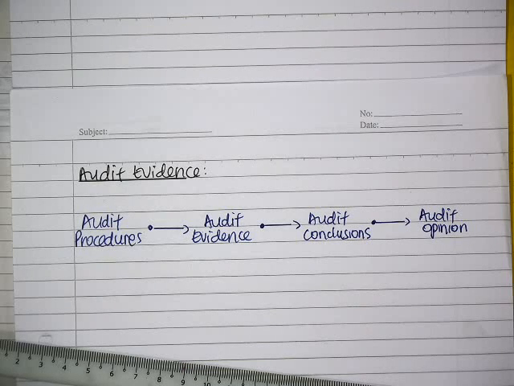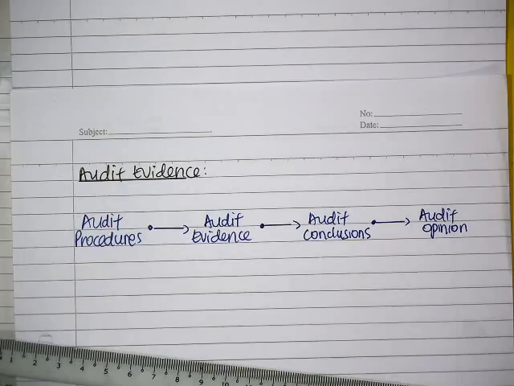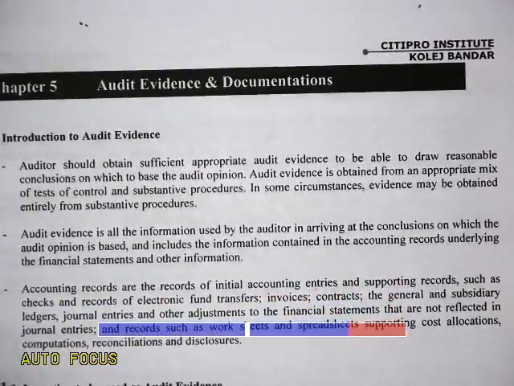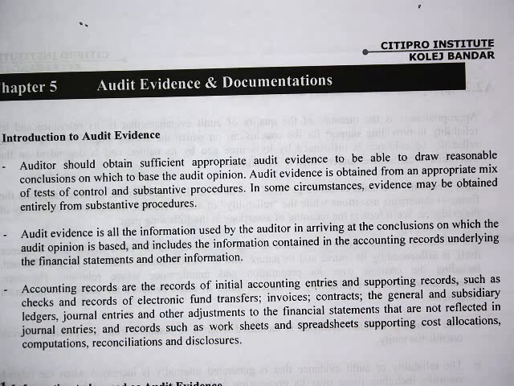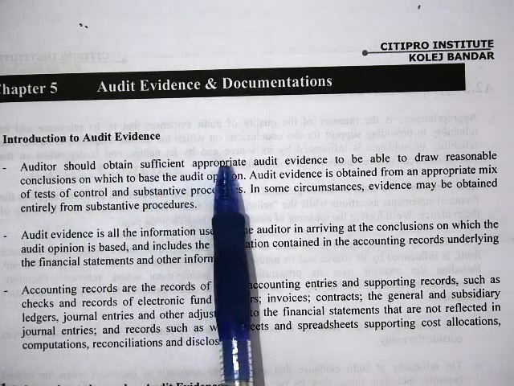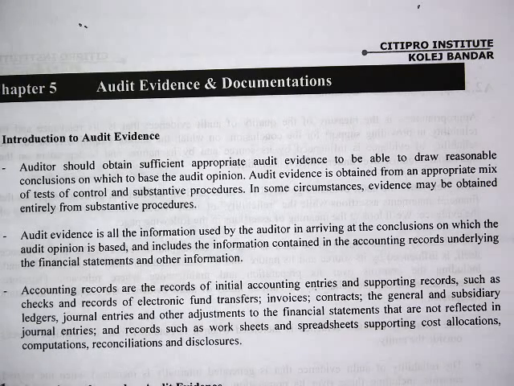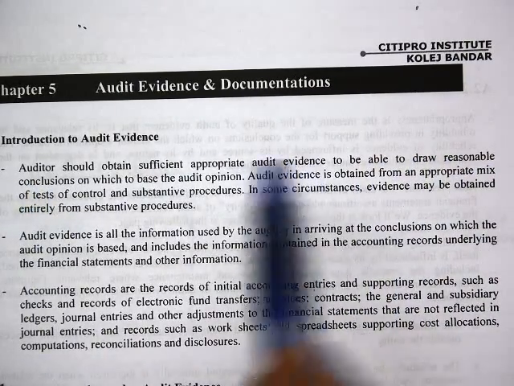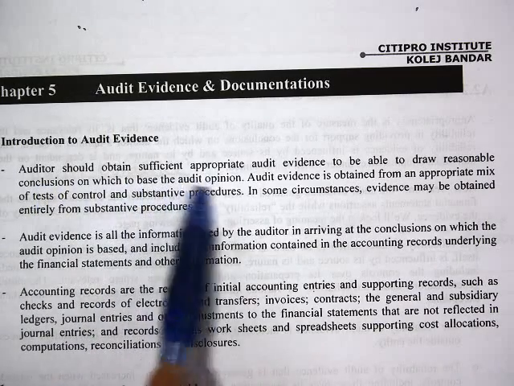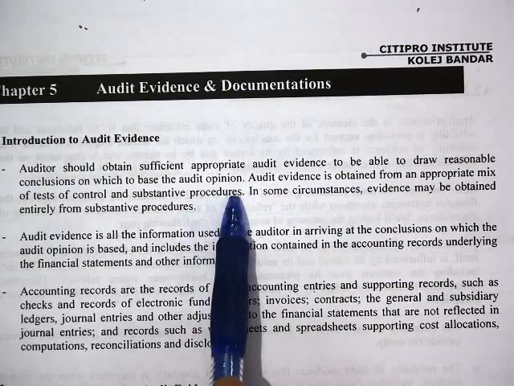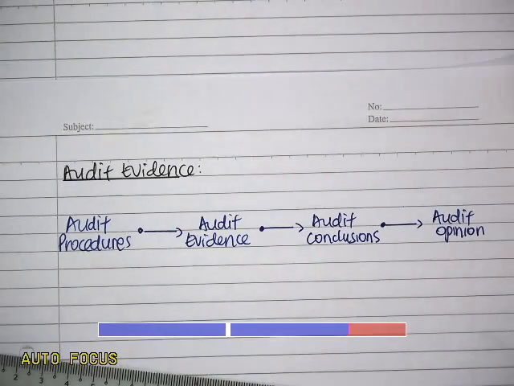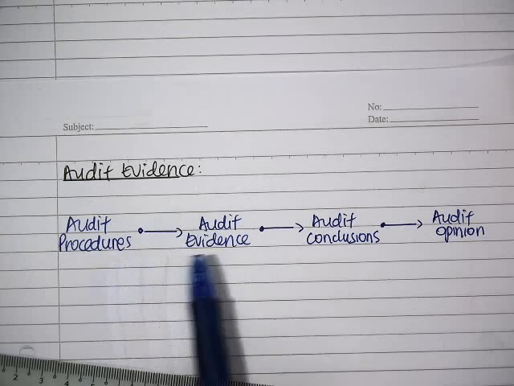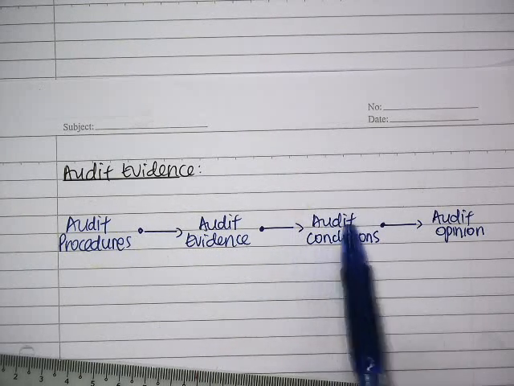So procedure gives rise to evidence. Evidence gives rise to conclusion. Conclusion is what we base on to draw opinion. You don't need to look at the note, just see here, then I'm going to take this page away. In the first paragraph itself, they say auditors should obtain sufficient appropriate audit evidence. So we are telling you the evidence you need is sufficient and appropriate in order for you to draw reasonable conclusion. Evidence is what we use to draw conclusion. Conclusion is what we base on for audit opinion. And evidence is obtained from procedure. Basically this explains this process. Can you see or not?